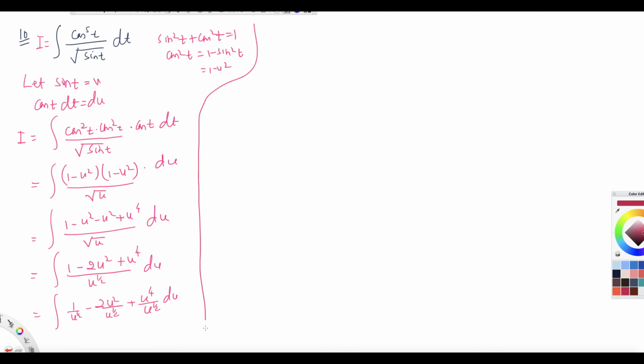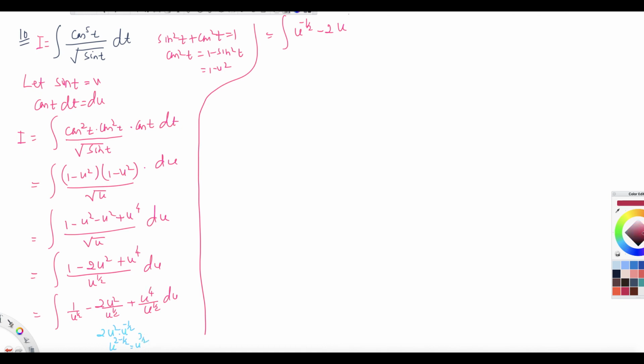Do you see? What is 1 over u to the 1/2? You can write u to the negative 1/2, right? And then minus 2u to the, if you move this to the top, it will look like 2u squared times u to the negative 1/2, right? You can combine that, u to the 2 minus 1/2. What is that? It is u to the 3/2, right? So that's what you can write.